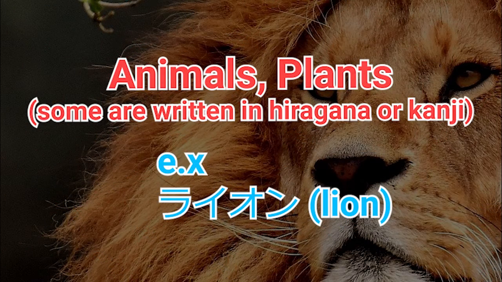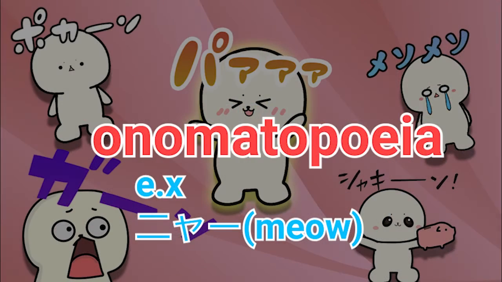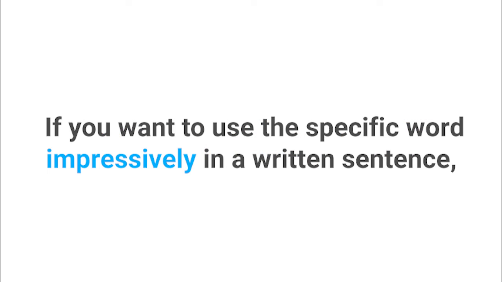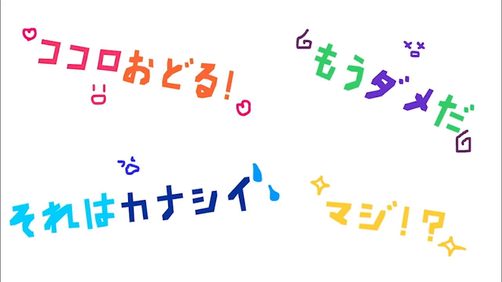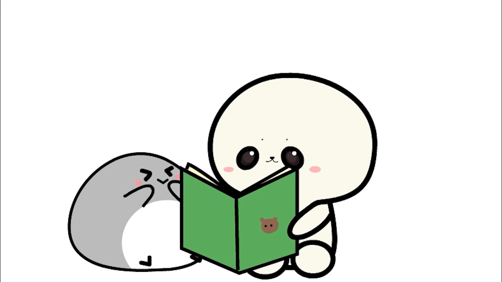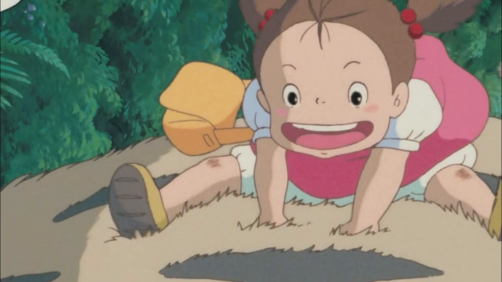Animals and plants. Some are written in hiragana or kanji. For example, lion. And onomatopoeia. For example, nya. Other than those, if you want to use a specific word impressively in your written sentence, you could express it using katakana. Like this. Don't you think katakana is cool? Then let's learn katakana words with Ghibli animes.